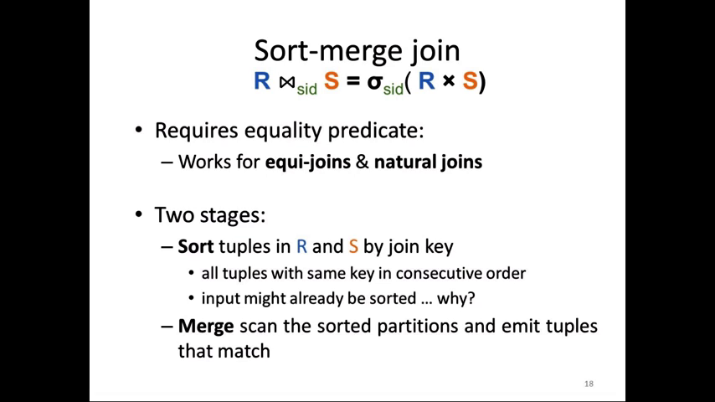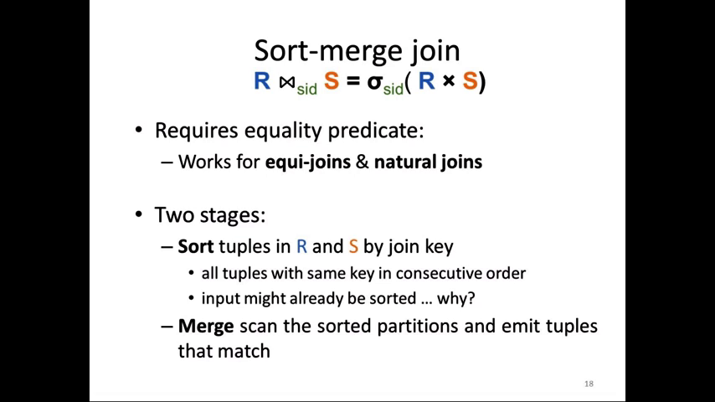So it works for equality joins, so equijoins and natural joins. Remember, natural join is one in which the equality is on common attributes, attributes having the same name. And it works in two stages. We sort the tuples, the records in the two relations by the join key. For instance, the sailor ID. And then that means, of course, that all the records having the same key will appear one next to the other.